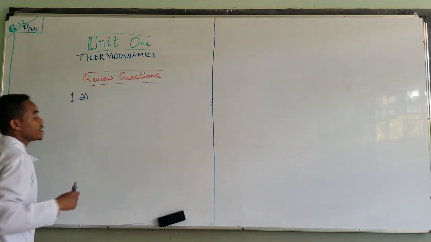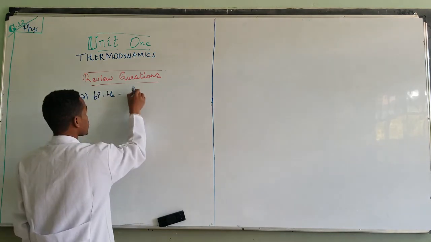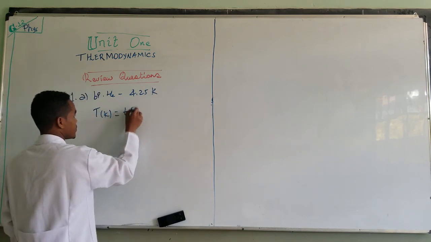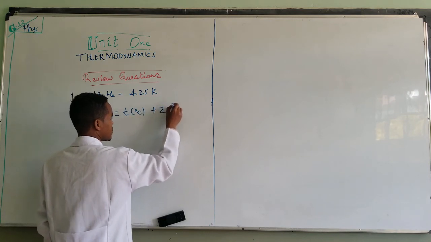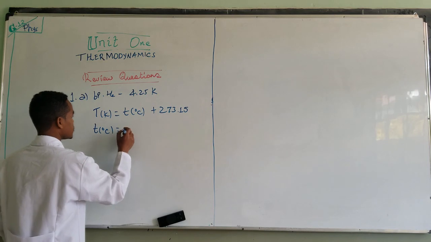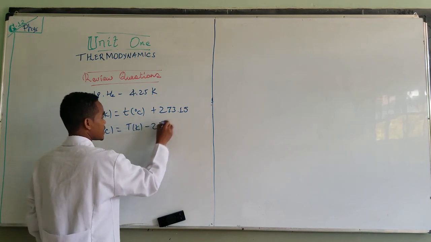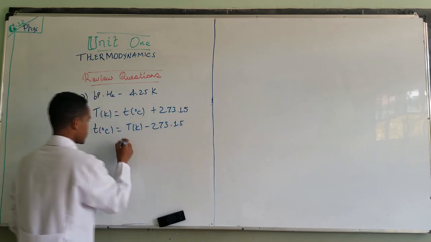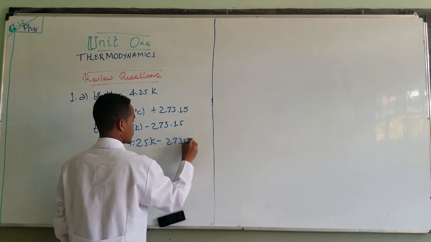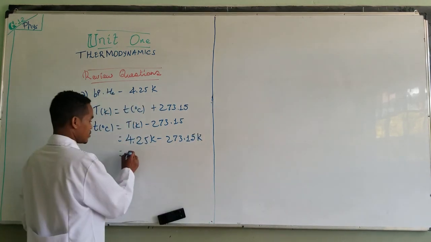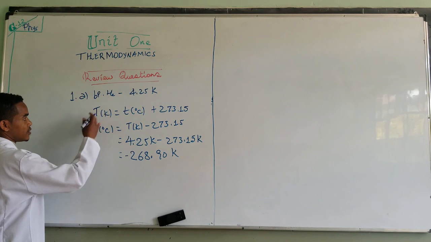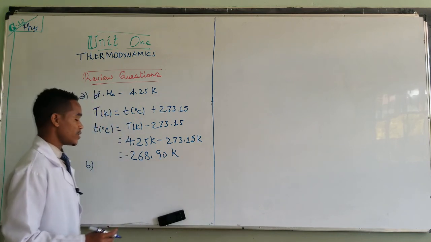Review question number 1. A. Boiling point of helium is 4.25 kelvins. Temperature measured in kelvin is equal to temperature measured in degrees Celsius plus 273.15. T in degrees Celsius is equal to T in Kelvin minus 273.15. 4.25 Kelvins minus 273.15 Kelvins. This will be equal to negative 268.90. Using this equation and the technique, you can solve B.